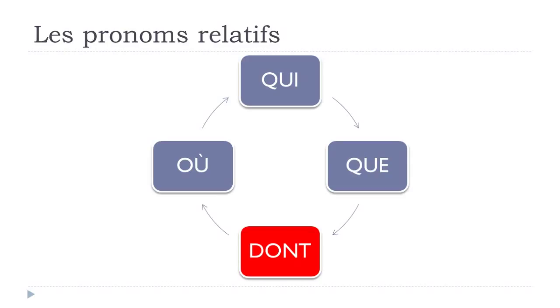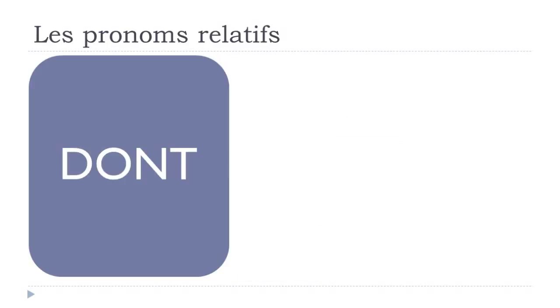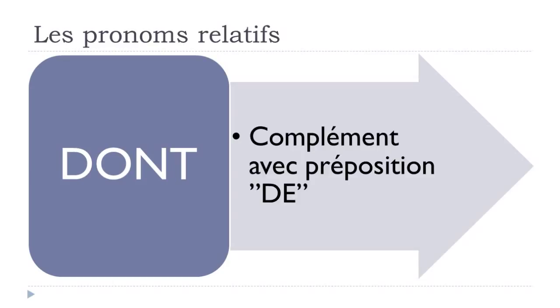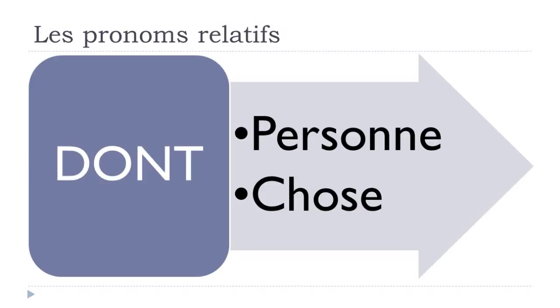Now let's have a look at dont, okay? The important thing with dont is that you will use this dont instead of a complément avec préposition de. So it should be un complément, something that will complete the sentence, coming after the verb, and then it should be introduced with this préposition de. So let's have a look. As we did previously, we'll first start with the personne, and then after that, une chose, a thing.